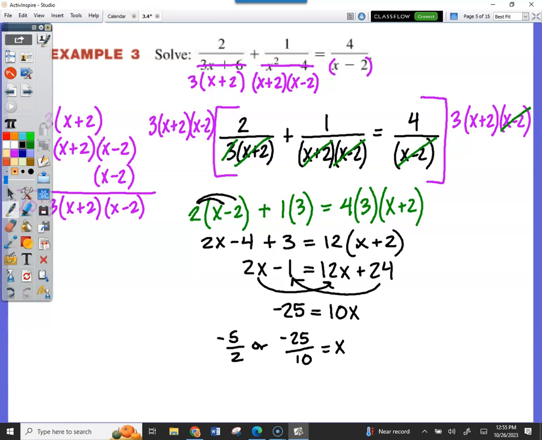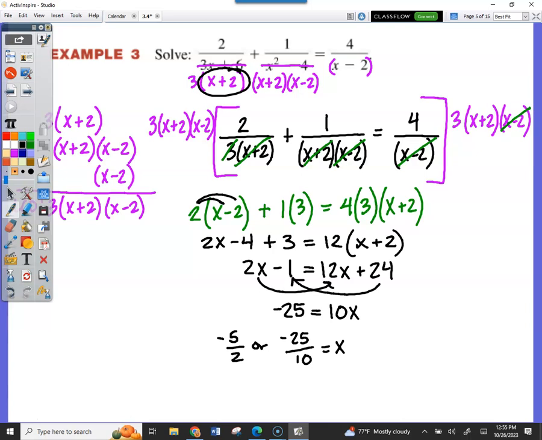Before you circle it and move on, you need to go back to the original and check it. Make sure it's not going to give a 0 in the bottom of a fraction. Back up in the original, in fact, checking your factored form would be easier. Right here, the 0 is what? When I say the 0, meaning you would set that equal to 0 and solve.